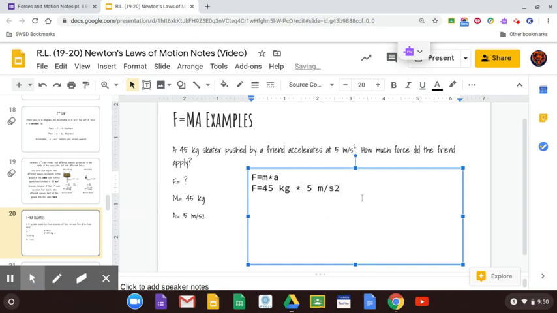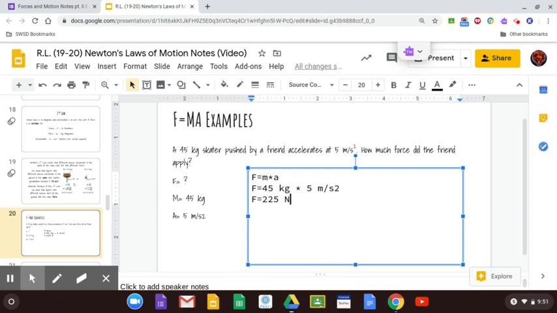Okay, so now at this point, we have F equals, and you just do the math. 45 times 5. You can do the math by hand, or you can just do it on the calculator, and you're going to get 225. And what is my unit for force again? I can't just leave it as 225. I need to put the force as newtons. Okay, that's pretty much it.